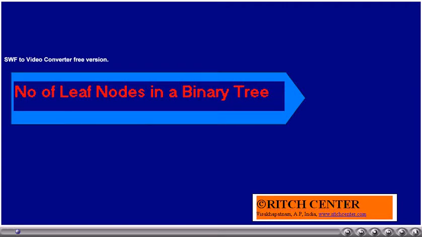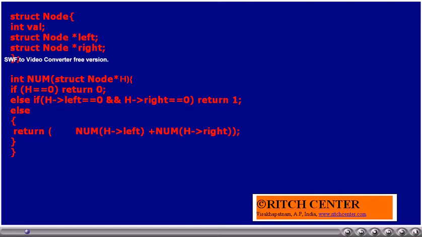This example is to find out how many leaf nodes are there in the tree. As usual, we have used a structure named node which contains an integer variable val and two node type pointer variables left and right. We assume that the function num takes the head of the tree and recursively traverses the tree and finds the number of leaf nodes in the tree.